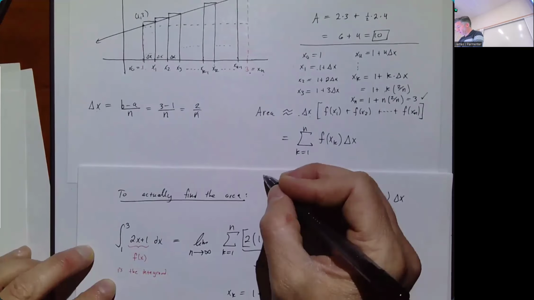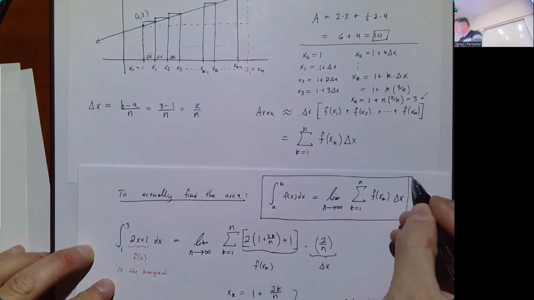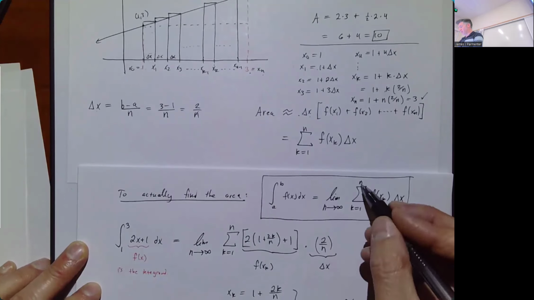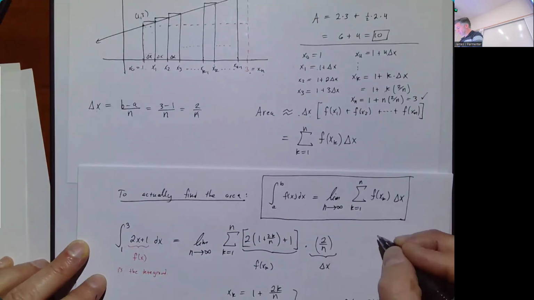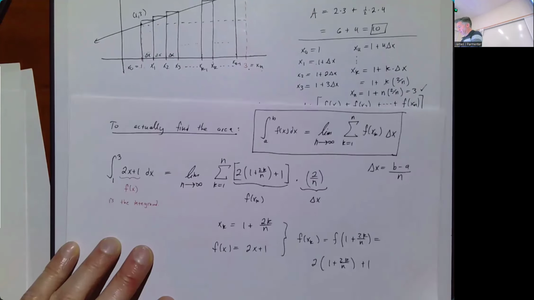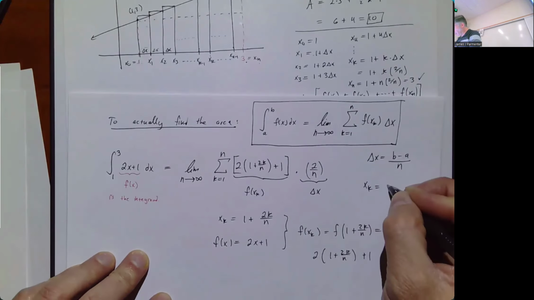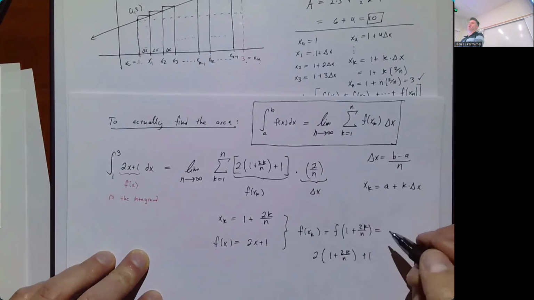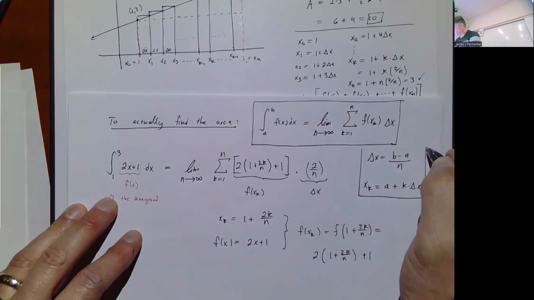So this is one way of defining the area under the curve: the area under the curve of f of x from a to b is the limit as n goes to infinity of the sum from k equals 1 to n of f of x sub k times delta x, where delta x is b minus a over n, and the formula for x sub k is always going to be a plus k times delta x. I never memorized that because it just doesn't stick in my head, but that is the formula.